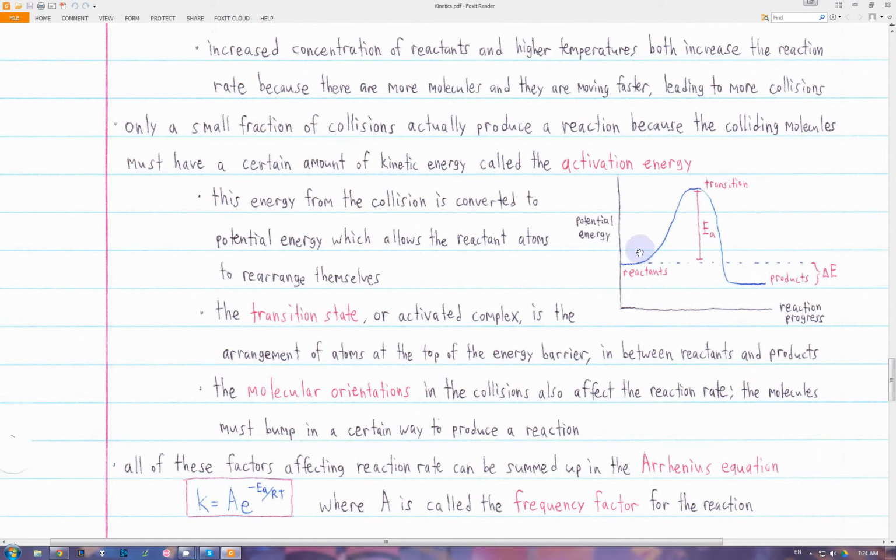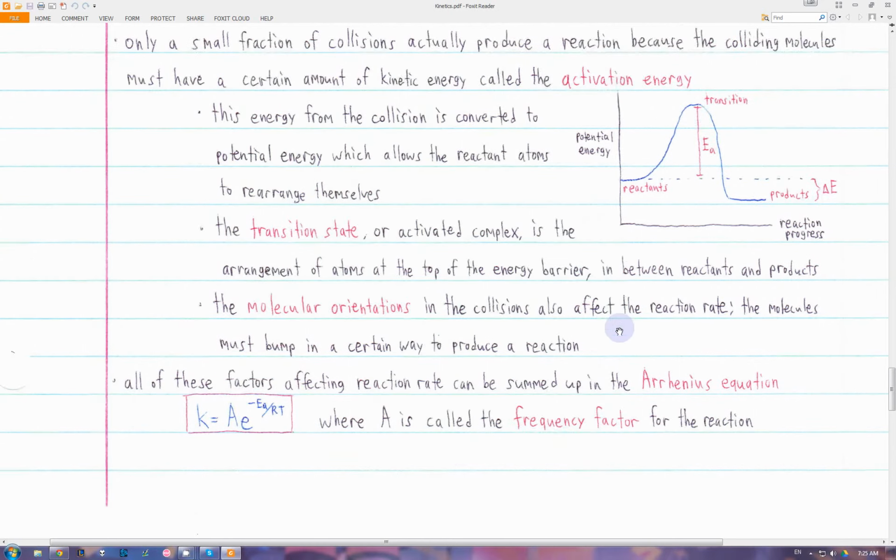The difference between the reactants and the top of this hill is the activation energy, which must be met by the colliding molecules. And the difference in energy between the reactants and products is the total change in energy for this reaction. Another thing that affects the reaction rate is the molecular orientations. When molecules collide, not only do they have to have the proper activation energy, but they also have to be facing a certain direction when they collide in order for the rearranging to happen.